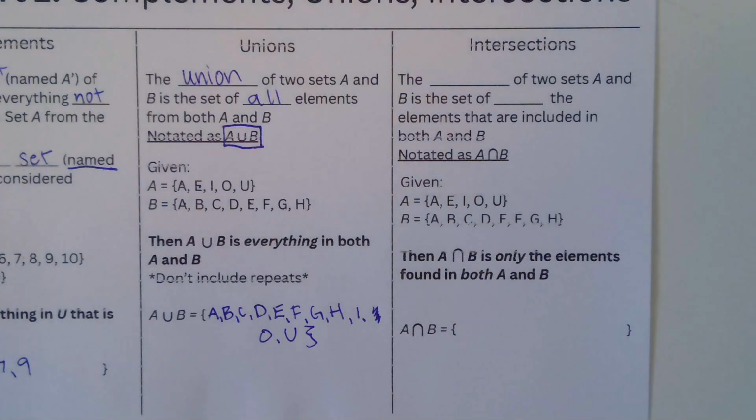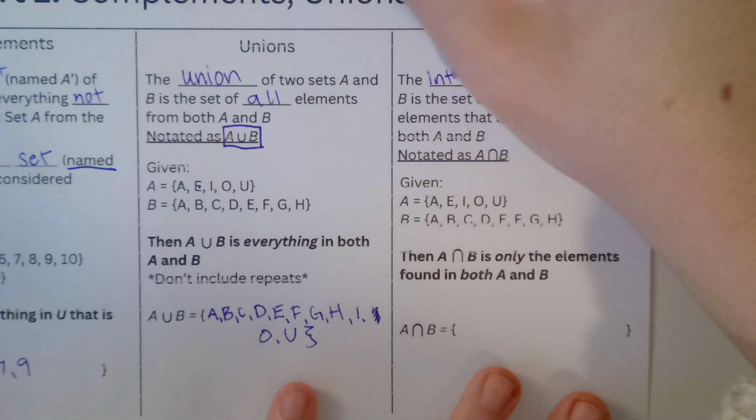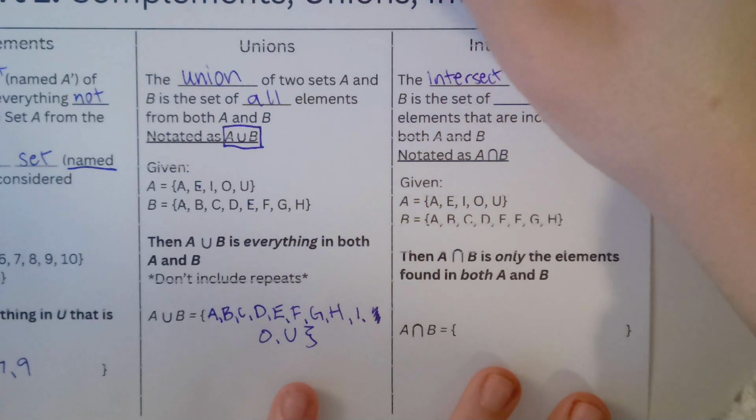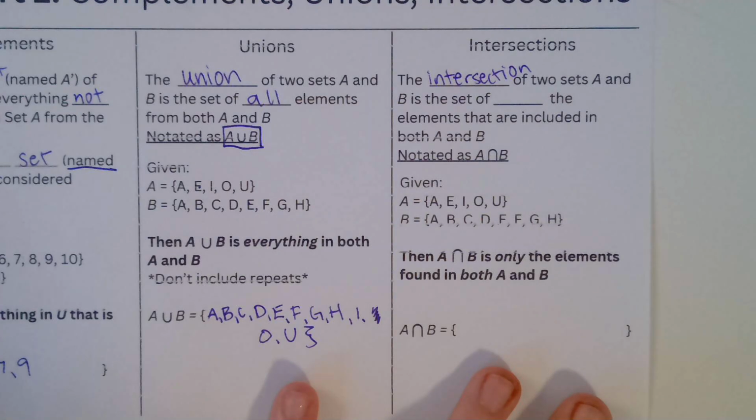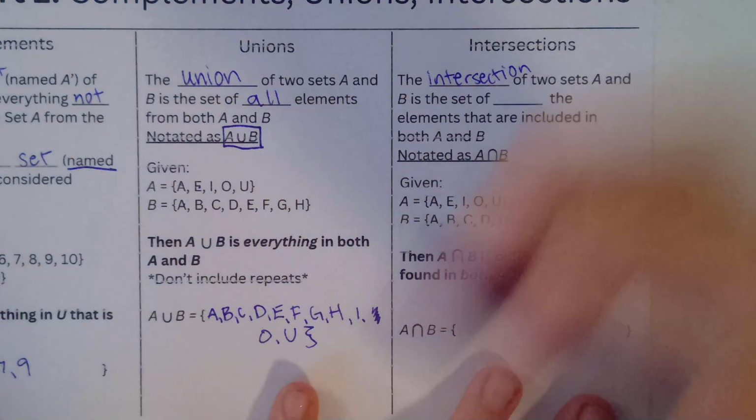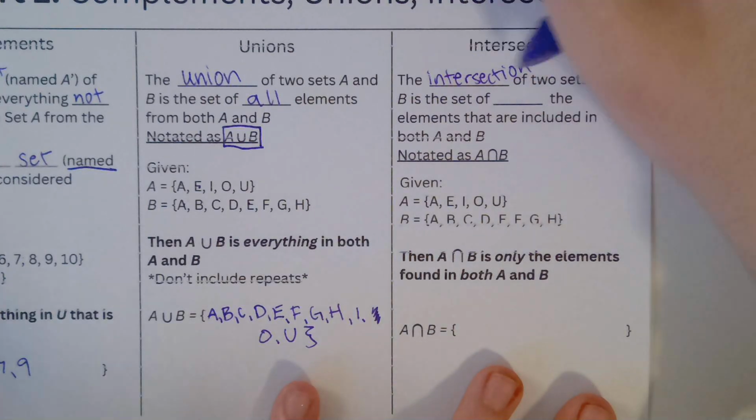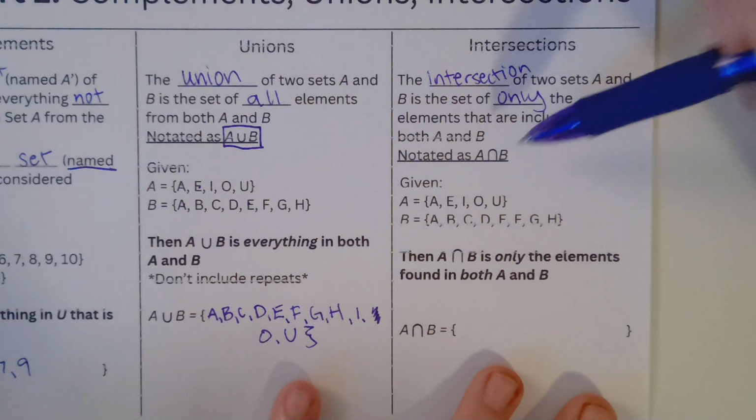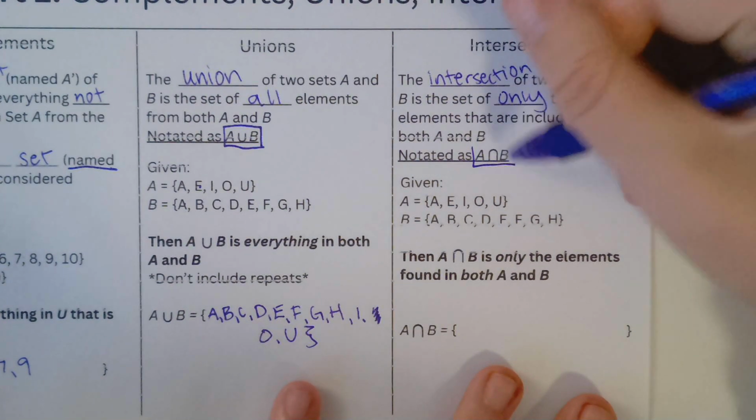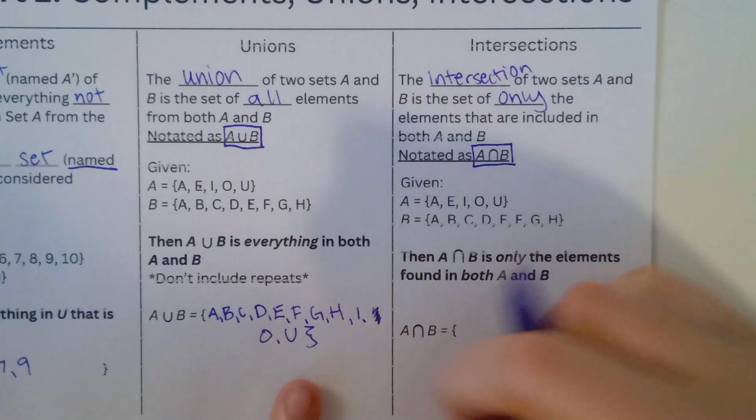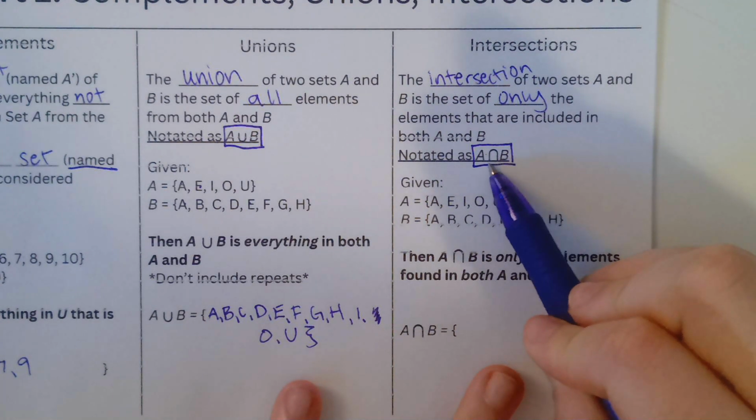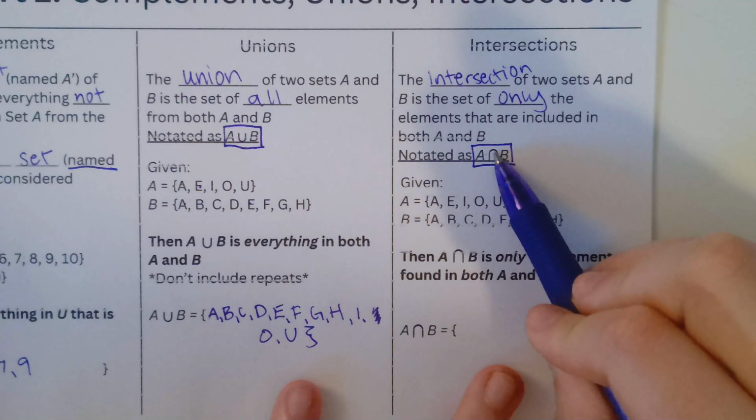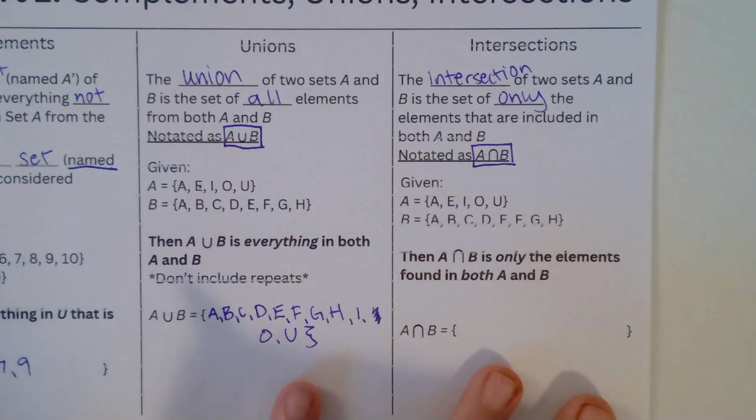Next up, I have the intersections. The intersection of two sets, A and B, is the set of only the elements that are included in both A and B. So this one's notated like this. It's going to be asking you for the intersection if you see A and B with kind of like an N looking symbol in between them.